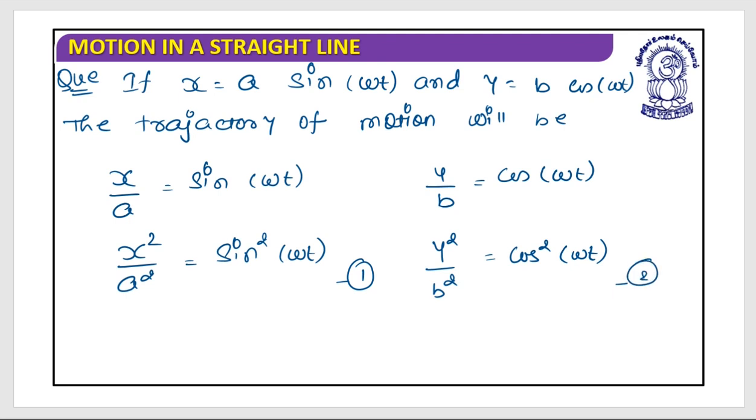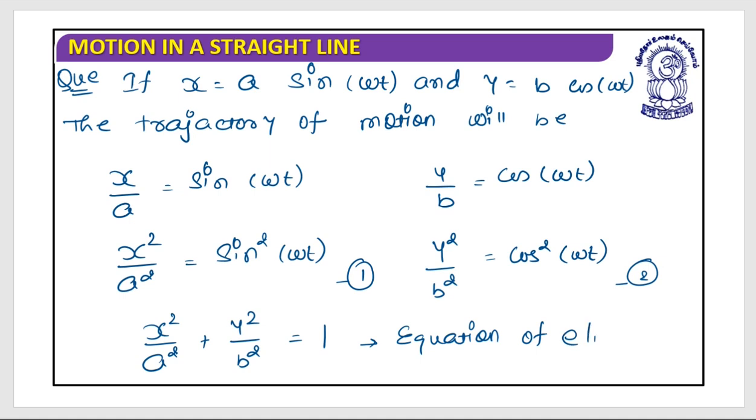So if I add these, it's x square by a square plus y square by b square, that would be equal to 1. And this is the equation of an ellipse. So if these two terms are equal, it would be a circle. And if these two terms are different, this is the equation of an ellipse.